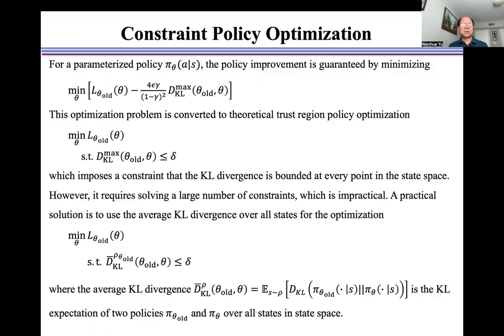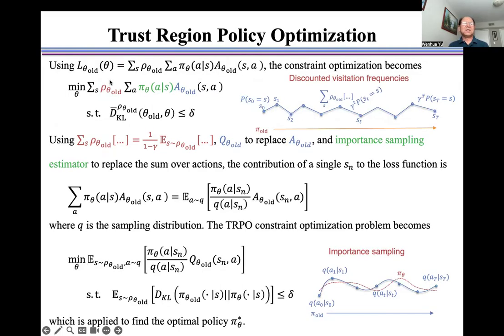A practical solution is to use the average KL divergence over all states for the optimization as shown here, where the average KL divergence is the KL expectation of the two policies pi theta old and pi theta over all states in the state space. Using the definition of L, the constrained optimization problem comes here.